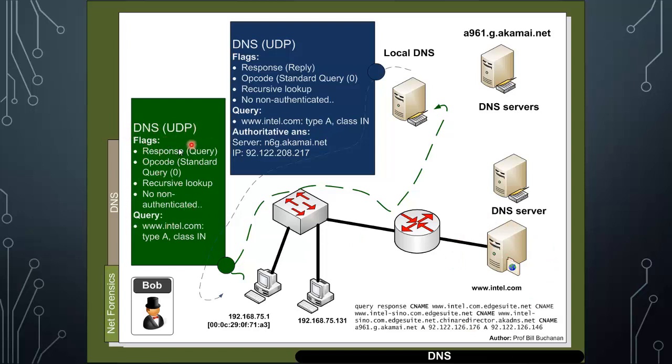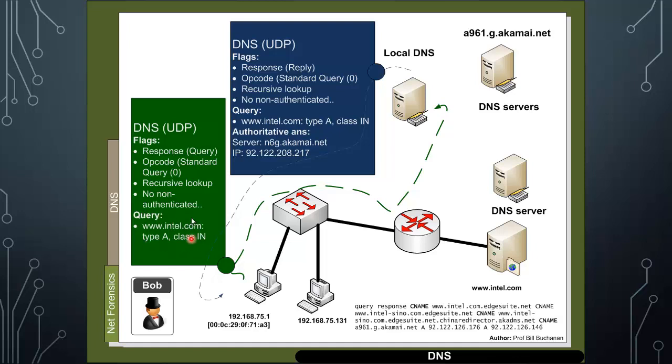So we have some flags. In this case, it's a query, and then what comes back is a reply. So we have an opcode related to DNS for the query, and then we can do a recursive lookup or a non-recursive lookup. With this, a recursive lookup will keep asking higher and higher level DNS servers, where a non-recursive, if the local DNS doesn't know it, then it will reply back to say that it doesn't know it.